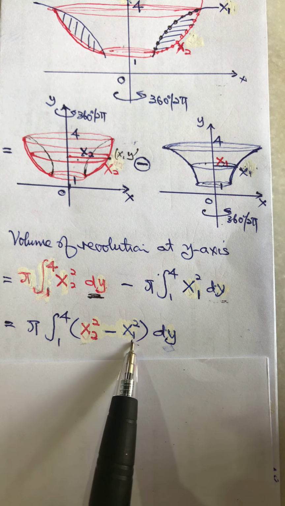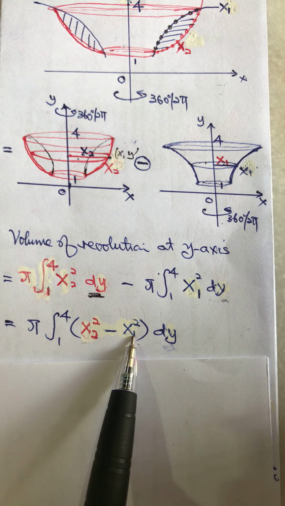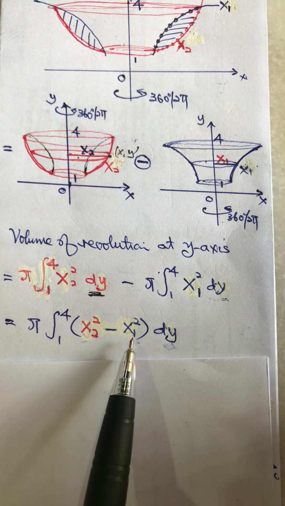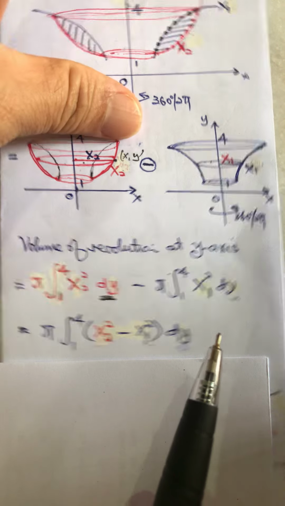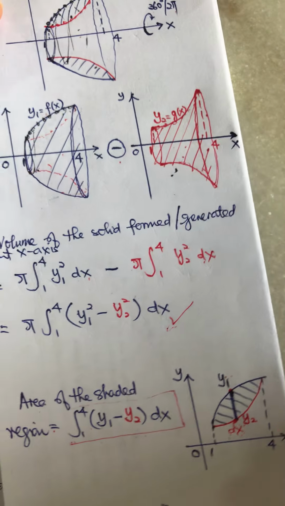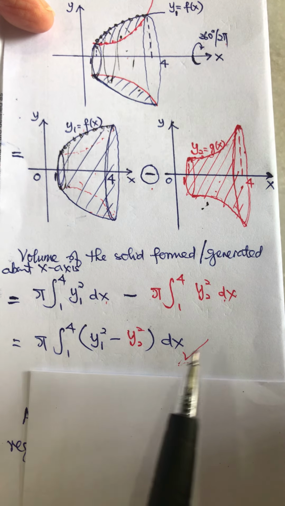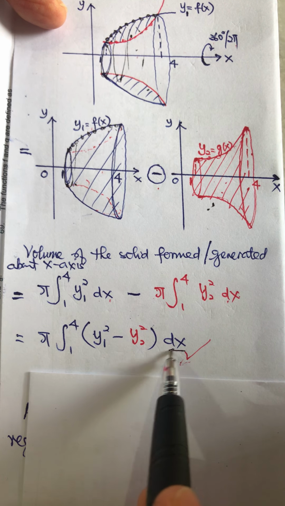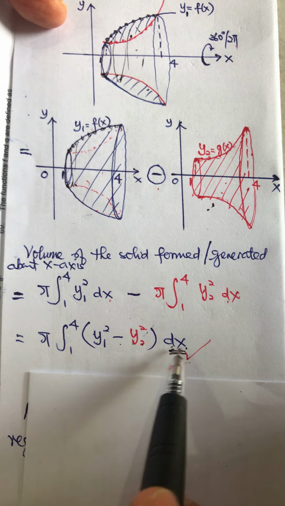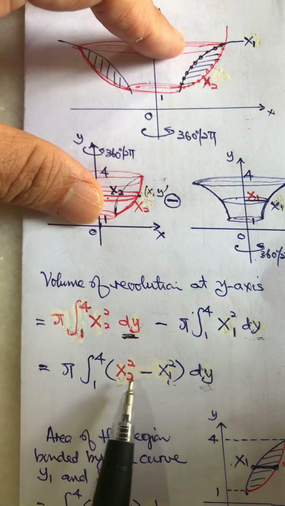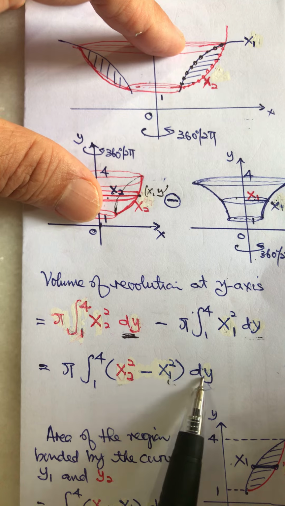This one is when you rotate about which axis? The y-axis, isn't it? Here we rotate about the y-axis. Just now that one, we rotate about the x-axis, so you have dx, y1 square minus y2 square dx. So when you rotate about the y-axis, it's x2 square minus x1 square dy.